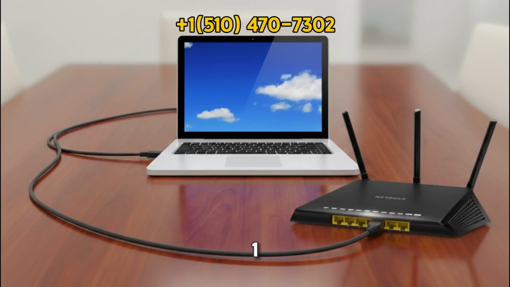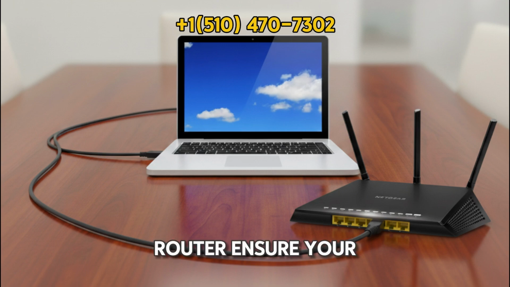How to access router IP address 192.168.0.1. 1. Connect to the router. Ensure your device, computer, smartphone, or tablet is connected to the router via Wi-Fi or Ethernet cable.